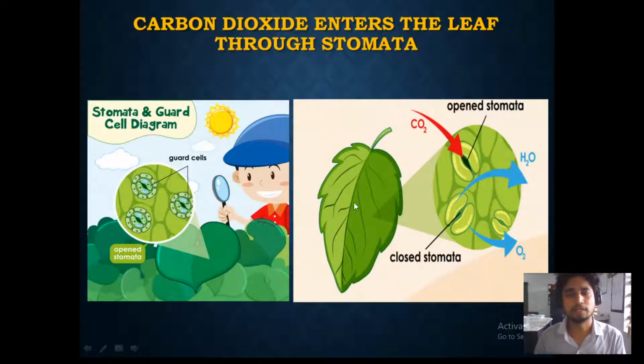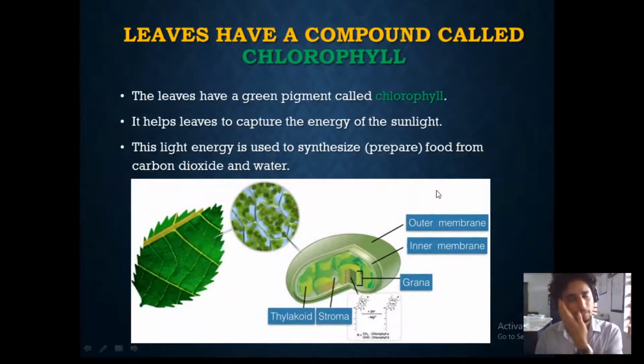Now both water and carbon dioxide are present in the leaf. And what do they need? They need sunlight. To synthesize food, they need sunlight, and they are getting this sunlight from the sun. But how do they capture that sunlight?